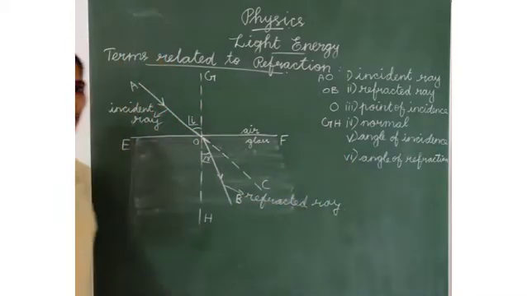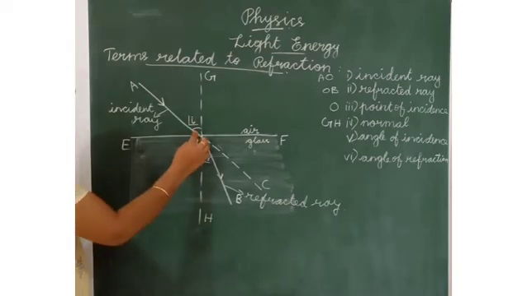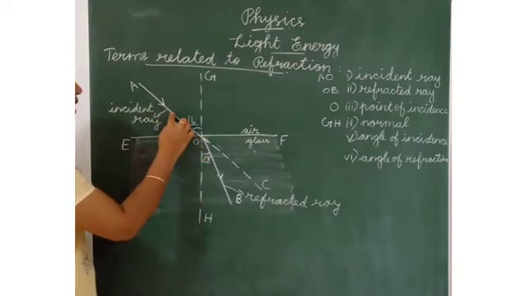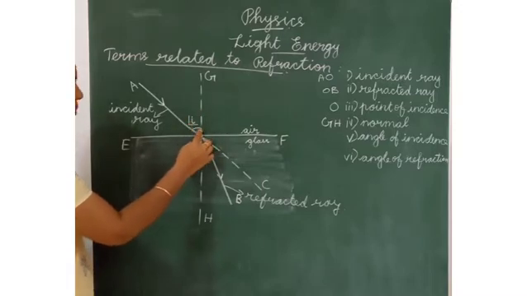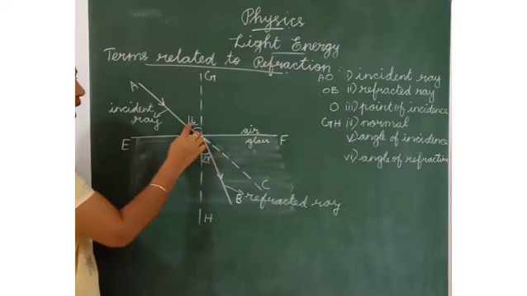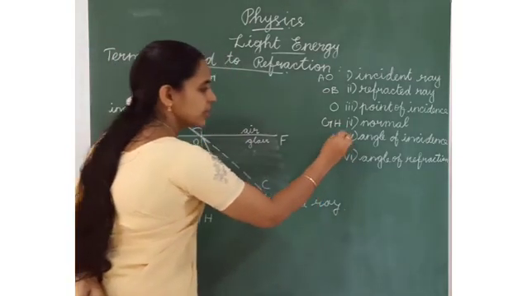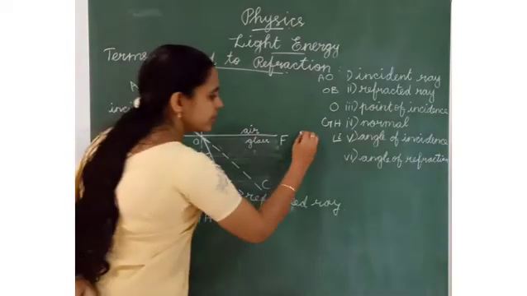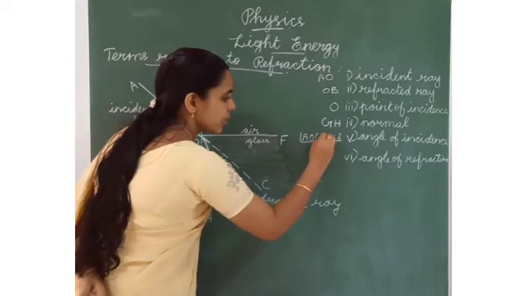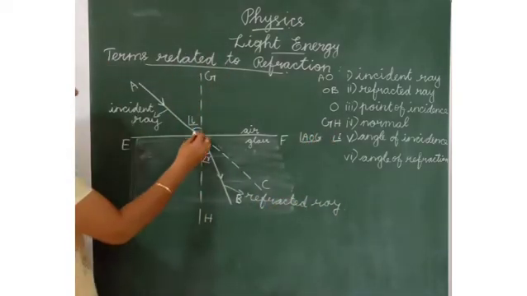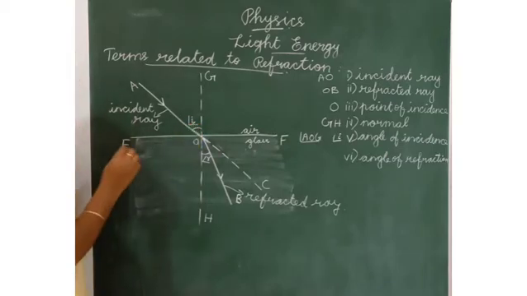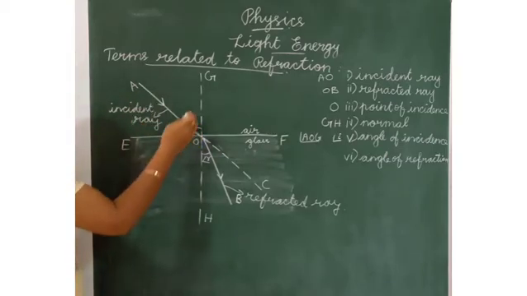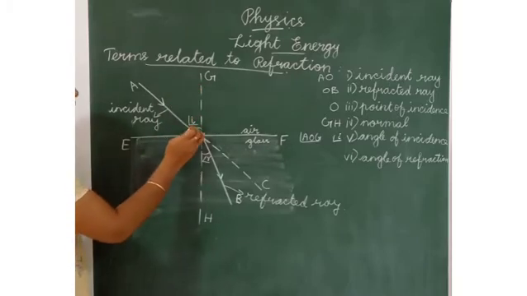Next one is the angle of incidence. The angle between the incident ray and the normal is called the angle of incidence. Here angle I denotes the angle of incidence. When we say angle AOG, angle AOG is the angle of incidence, or angle I is the angle of incidence.